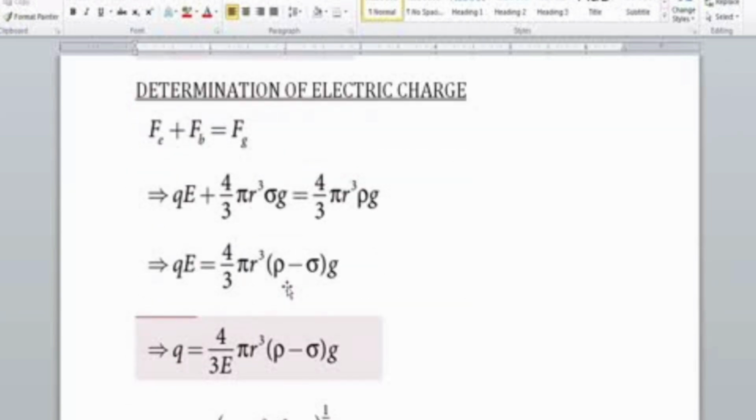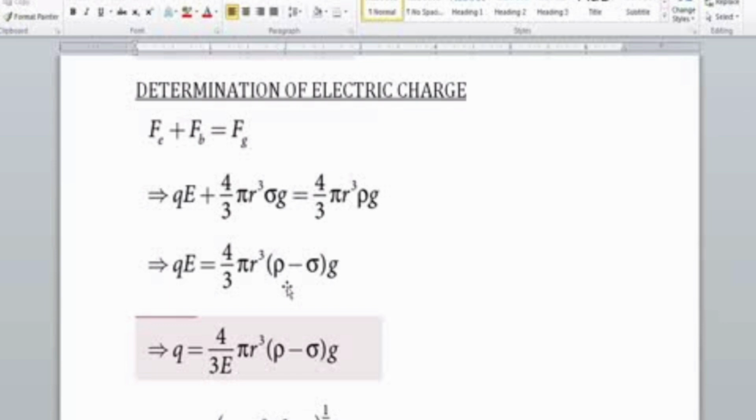Now what we do is, X-rays are passed through the chamber, so that neutral gas molecules become ions, so that ions stick to the oil drop. When the oil drop falls inside, the charges around it stick to the oil drop. Once they stick, that is a charged oil drop. That oil drop becomes a charged oil drop.